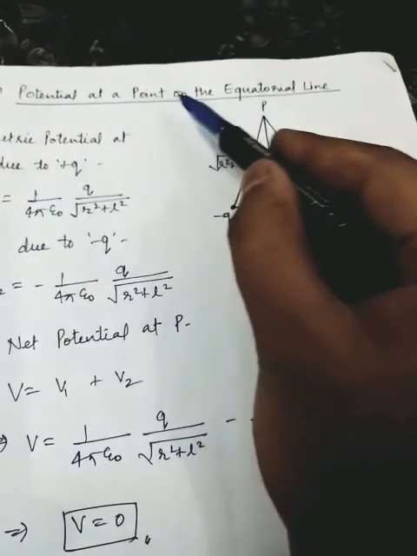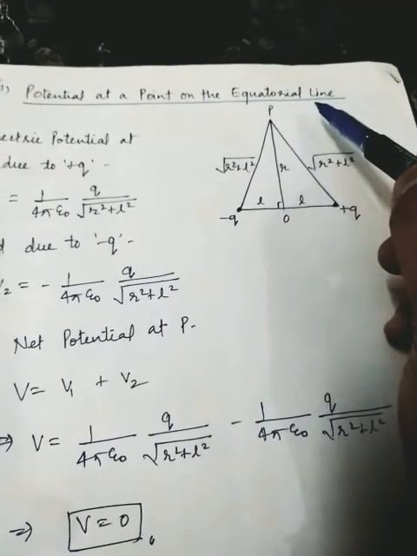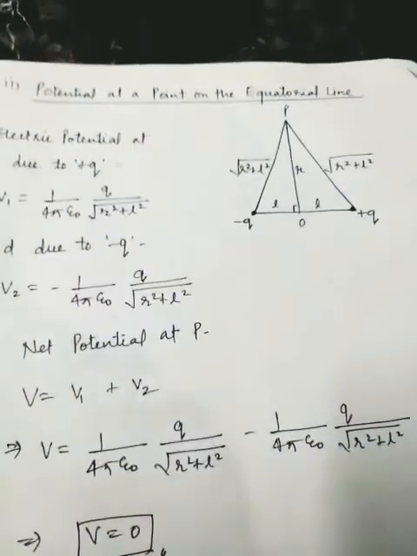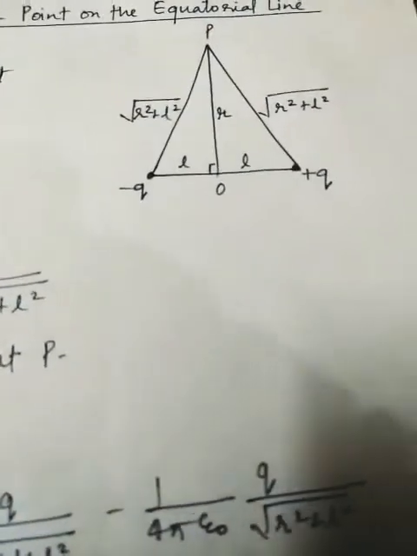Let's move towards the second point, that is electric potential at a point on the equatorial line, or we can say in equatorial position. So let's see the diagram first.